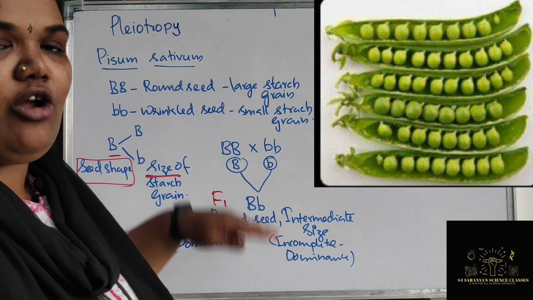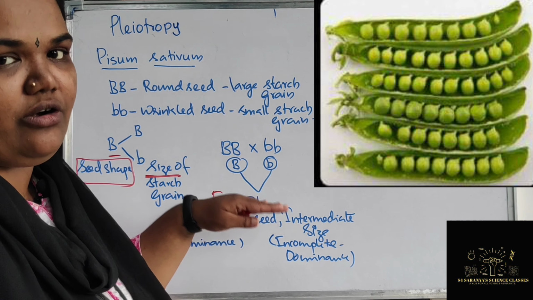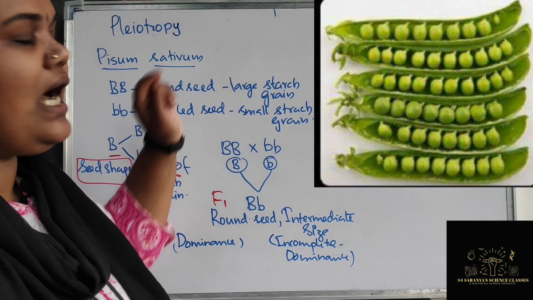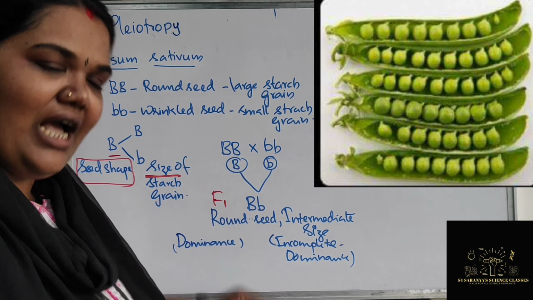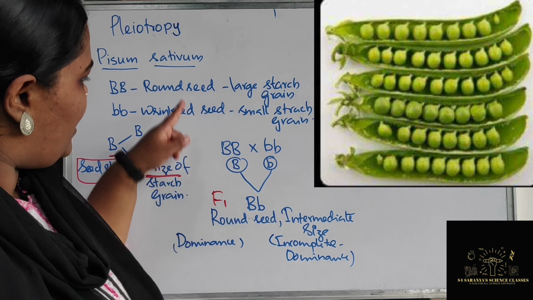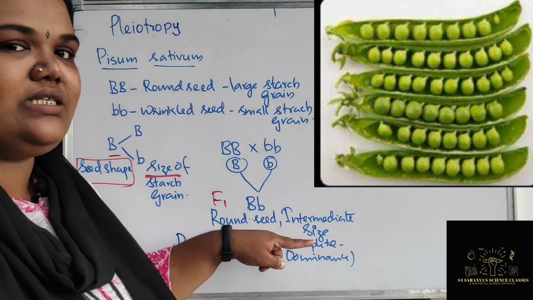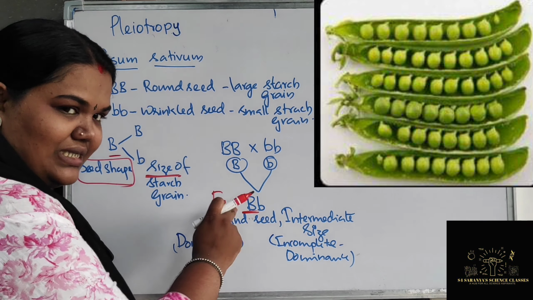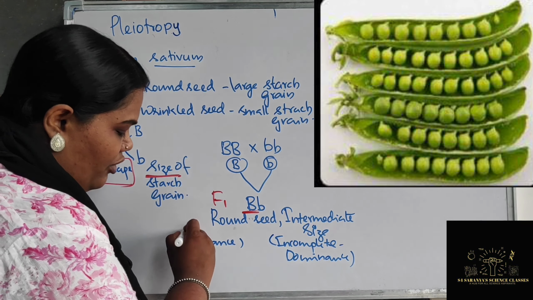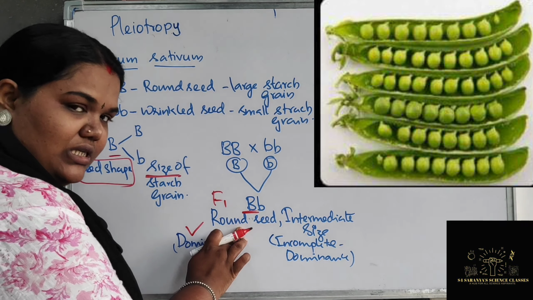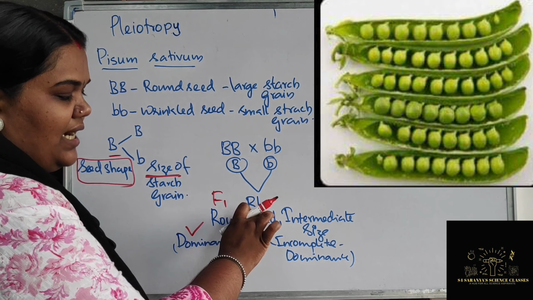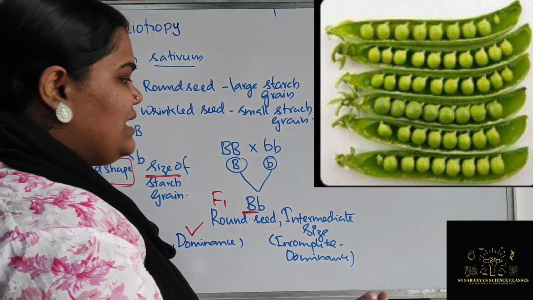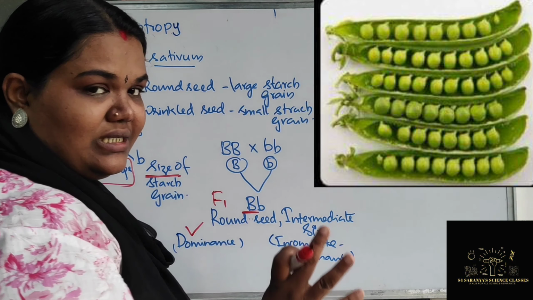As per Mendelian law, the dominant one must be expressed, so it must be round seeded with large starch grain. But actually in the result you are getting round seed and intermediate size. The round seed is the dominant one expressed. That means this allele follows the law of dominance, so that's why you get a round seeded plant. But here you can see that the size must be a large grain, right?